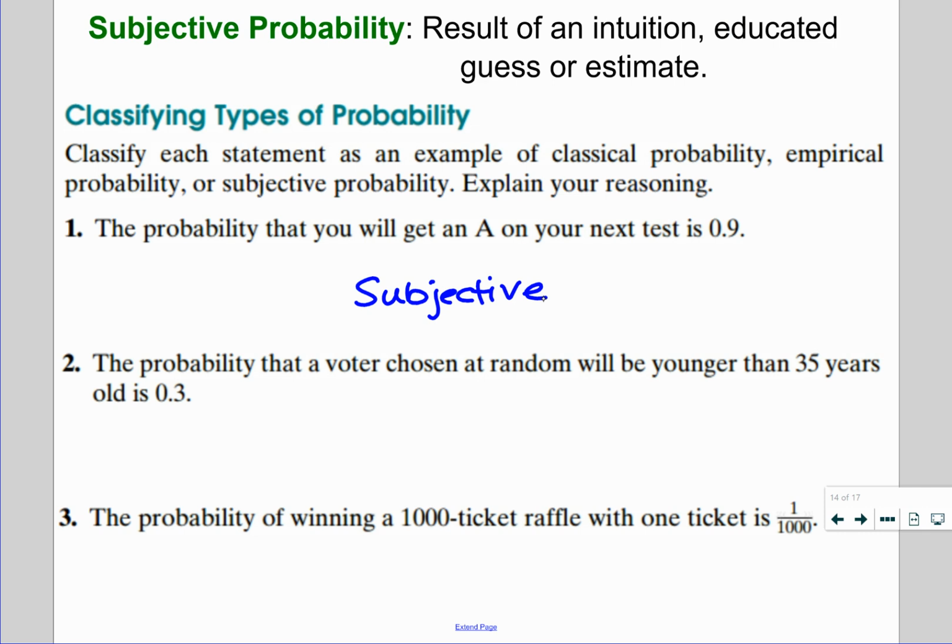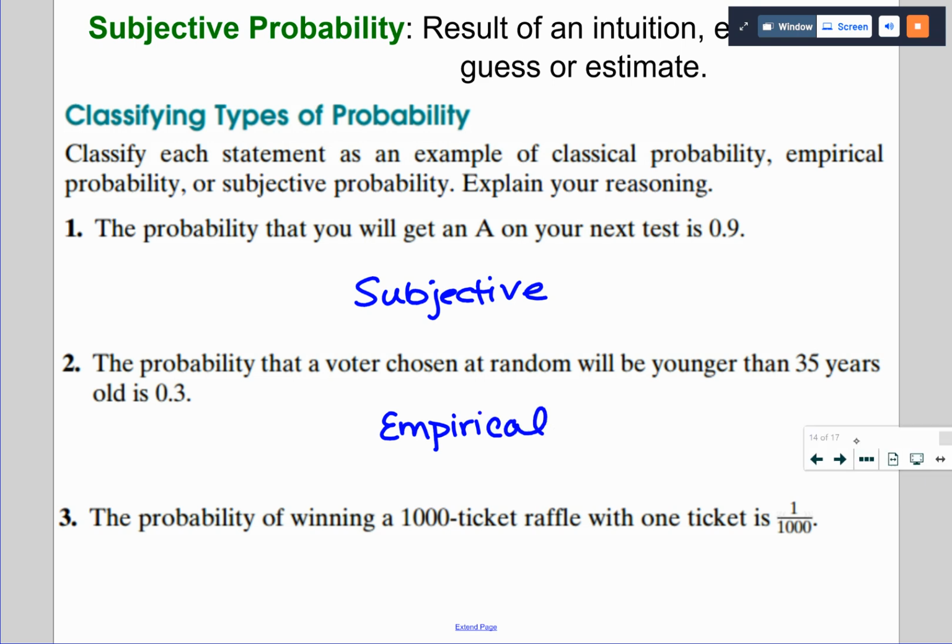Probability that a voter chosen at random will be younger than 35 years old is 0.3. Voter data is based on census information and voter registration. There's something it's coming from. So what type of probability is that? That's empirical.